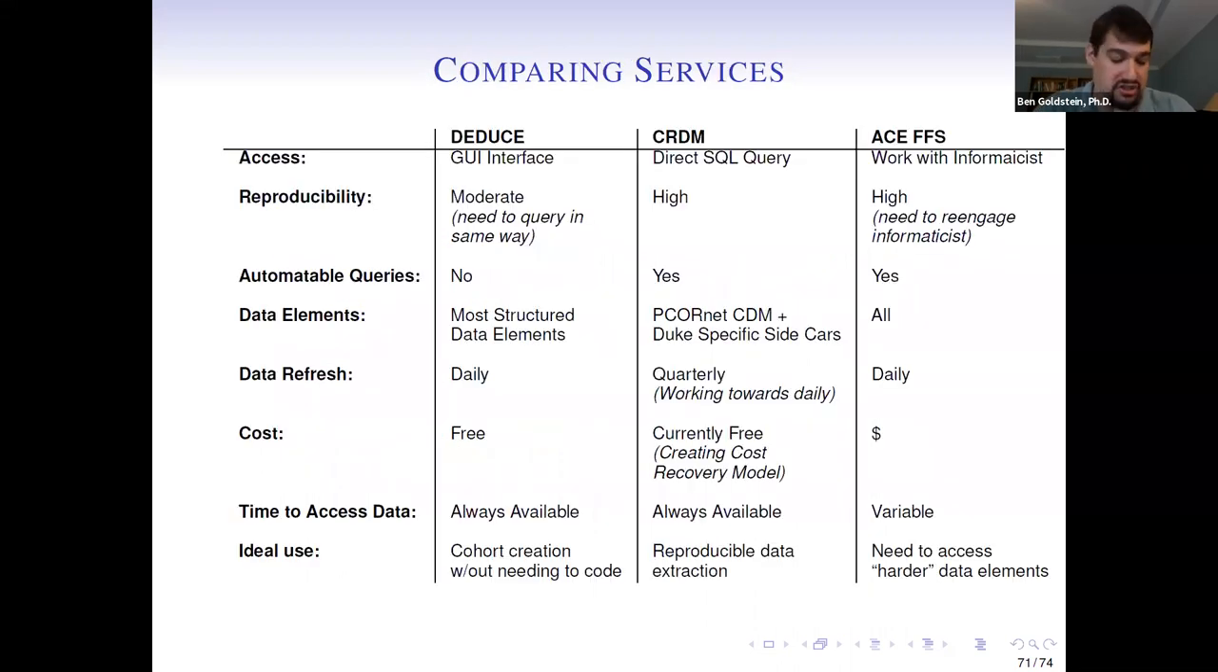I'm not going to spend too much time. I want to leave a little bit of time for questions at the end, but it kind of gives you some comparisons about how these data versions may differ. And again, I tend to be a believer that all options have a good use case.